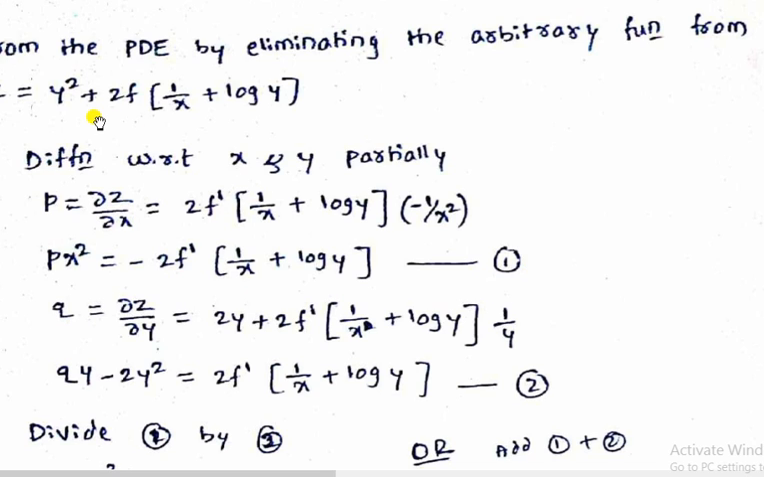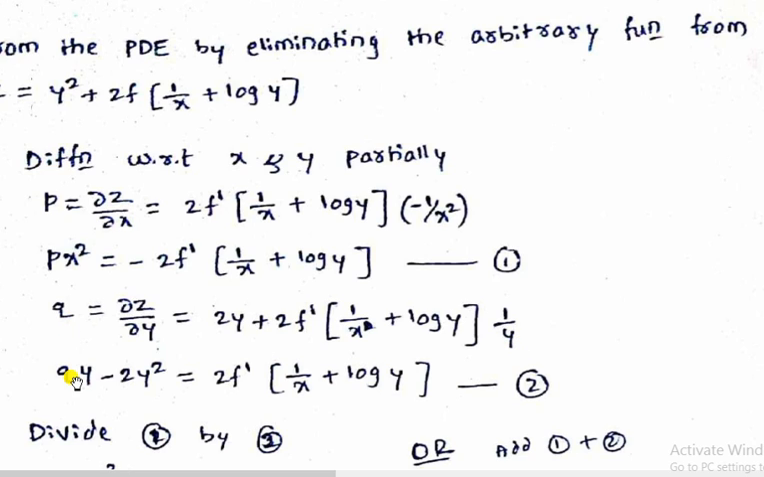Then we differentiate the z function with respect to y. So z with respect to y is dou z by dou y, or q, and differentiation of y square is 2y, and 2f becomes 2f dash of 1 by x plus log y, and differentiation of 1 by x is 0 because it is with respect to y, and differentiation of log y is 1 divided by y. So now multiply on both sides by y.